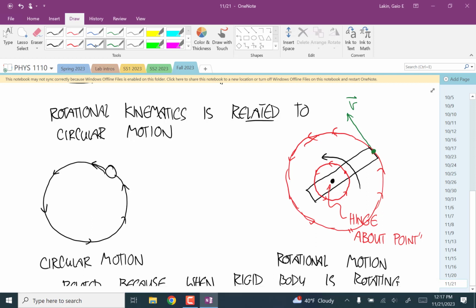What about this point here? You know, at this instant, what's its velocity vector? Well, the little circle is its path. So the velocity vector is tangent to that path in the direction of motion. And so, at that instant, those two points are moving in opposite directions, even though it's the same body. Okay?